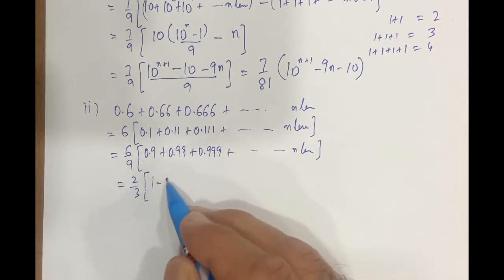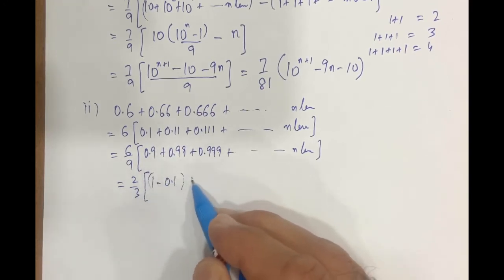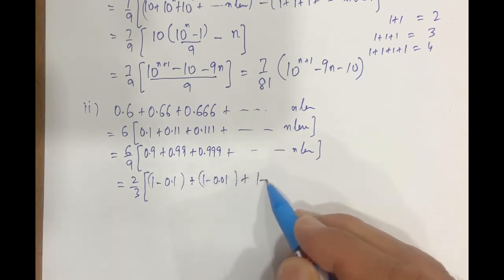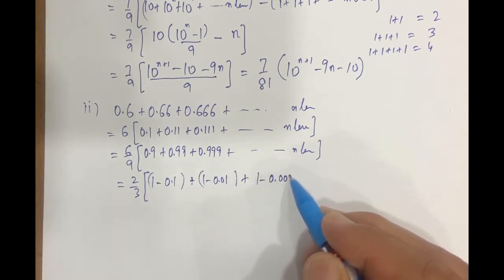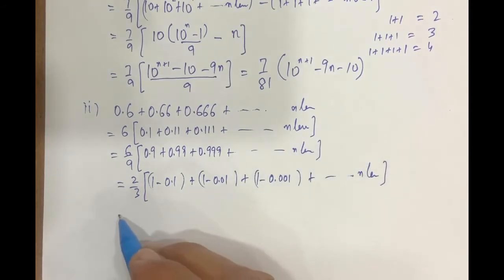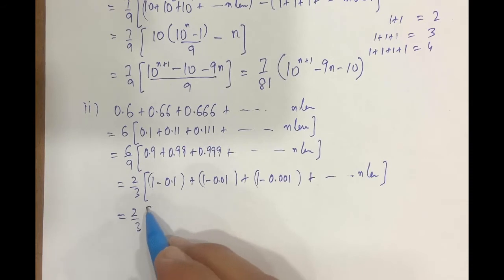0.9 is 1 minus 0.1. Next is 1 minus 0.01. Next 1 minus 0.001 and so on up to n terms. This is 2 by 3.